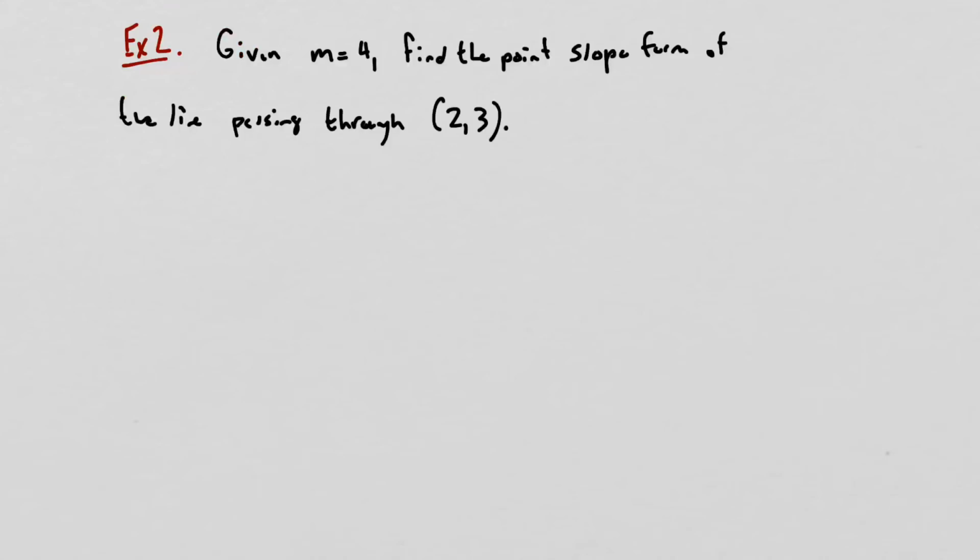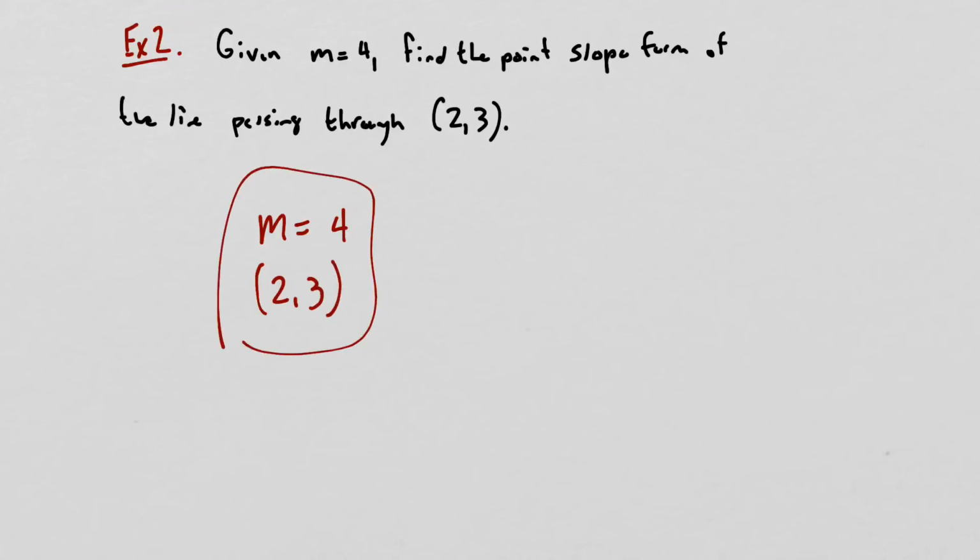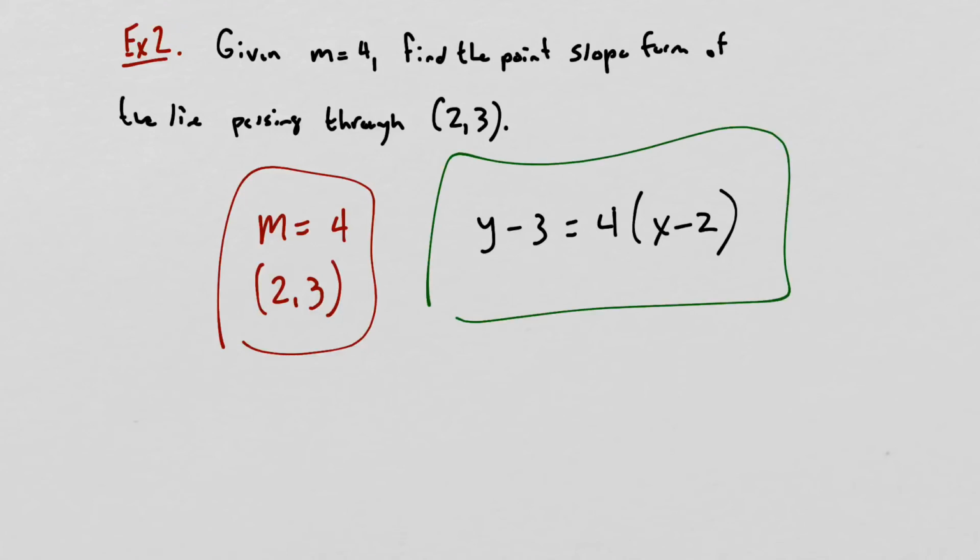Suppose we're given a slope of m equals 4. Then let's go ahead and find the point-slope form of the line passing through the point (2, 3). To solve this, we have that our slope is equal to 4. We have our point (2, 3). We're just going to plug this into the equation of the line. We'll have y minus 3 is equal to 4 times (x minus 2). And this is the equation we're looking for.